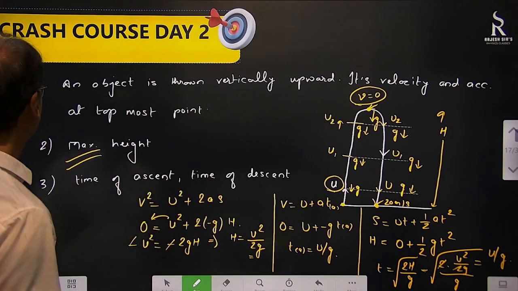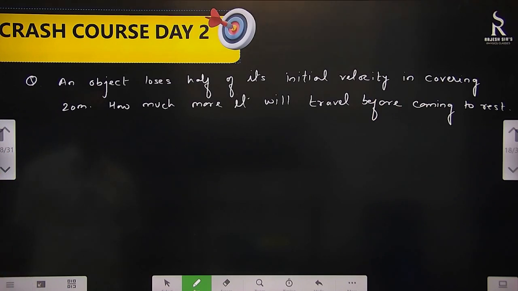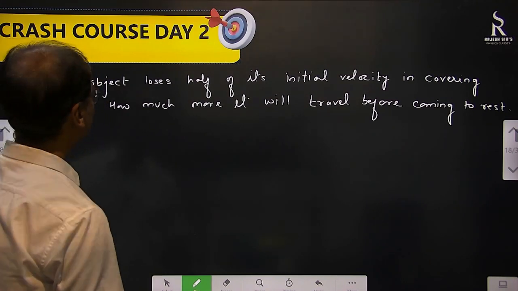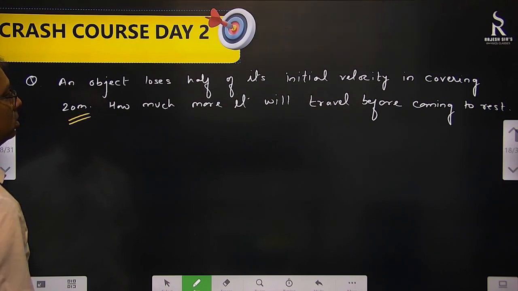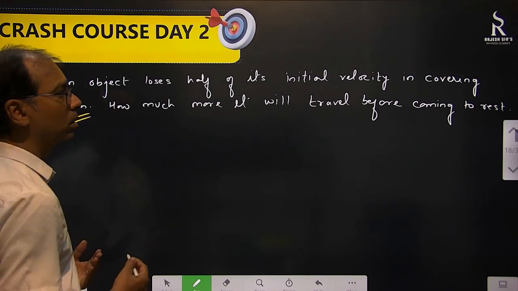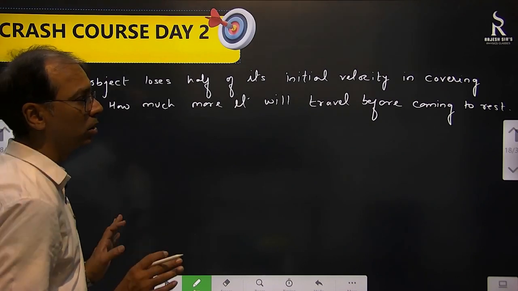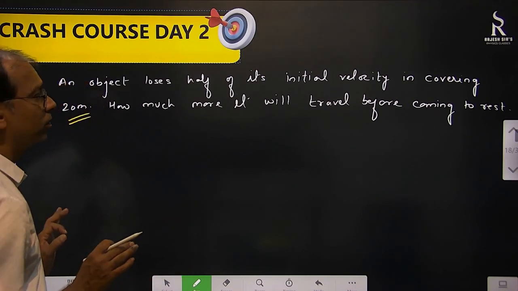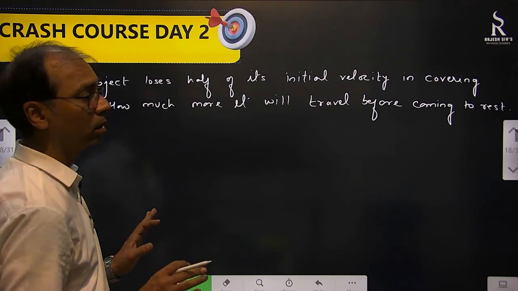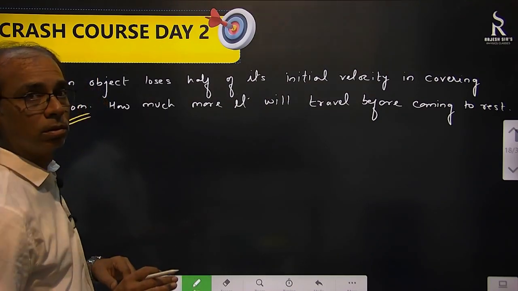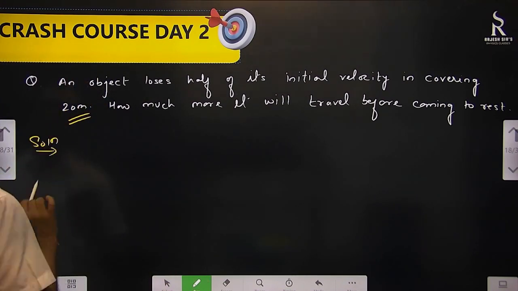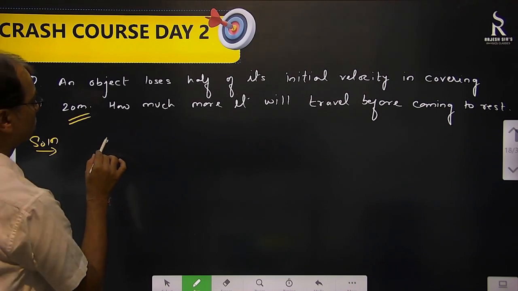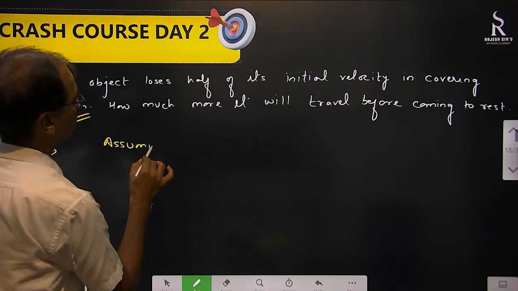Okay. Let's see what more is there. Question: an object loses half of its initial velocity in covering 20 meters. How much more will it travel before coming to rest? Is it vertical motion or horizontal motion? It's not mentioned, so we will not make the mistake of considering this as vertical motion. Be careful. Let's solve. What is its initial velocity? Not given. Assuming initial velocity u.